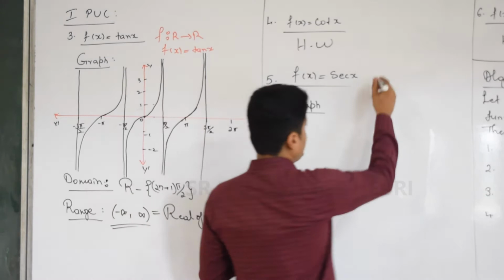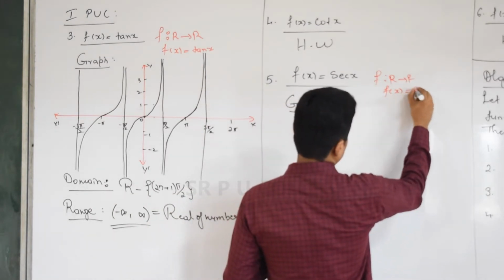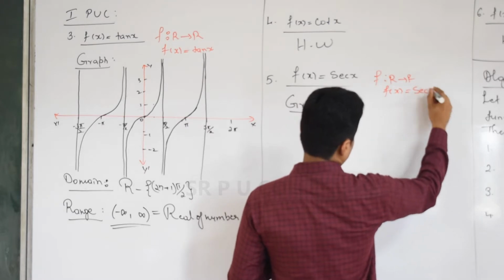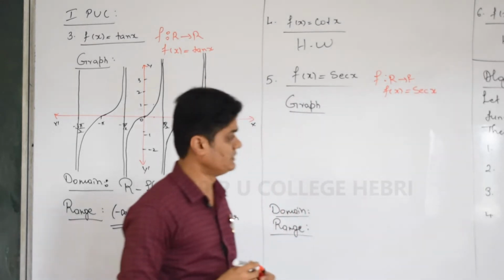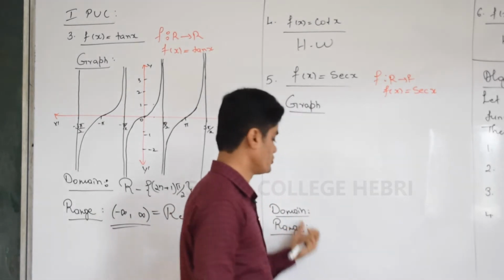So the function is defined like this: f from R to R defined by f of x is equal to the function secant x. This is not a big deal, the definition is not an issue, but understanding the graph is most important, as well as its domain and range.